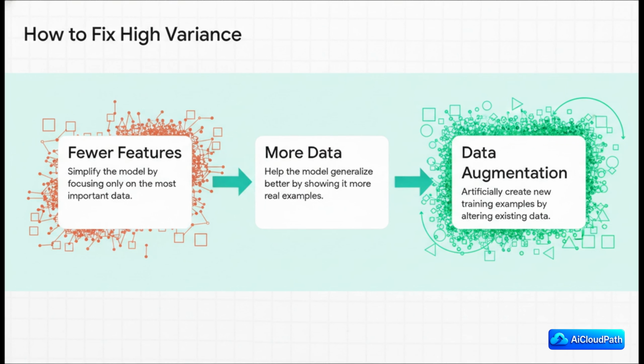To fix this, you can actually simplify the model by telling it to focus on fewer, more important features. Or, and this might sound a little weird at first, you can give it even more data. By showing the model a much wider variety of examples, you can help it learn the real underlying patterns instead of getting distracted by all that noise.